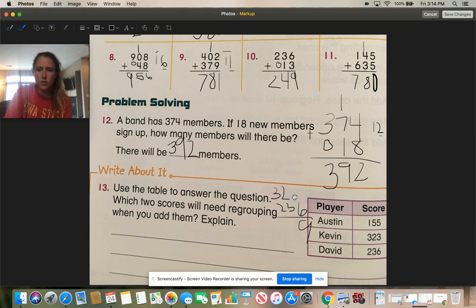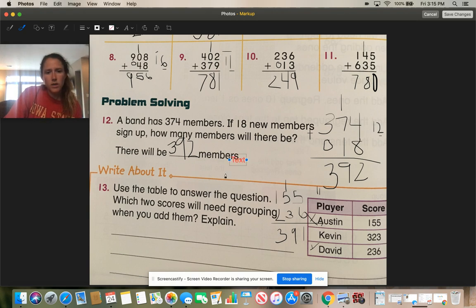So now we have who left to add together. Let's try adding Austin and David's together. So Austin is 155. And David is 236. So let's try adding those together. 6 plus 5 is 11. Won't fit. So I have to regroup. 11. The 1 goes below. The 1 goes above. 5, 6, 7, 8, 9. And then 2 plus 1 is 3. 391. So which 2 scores would need regrouping?